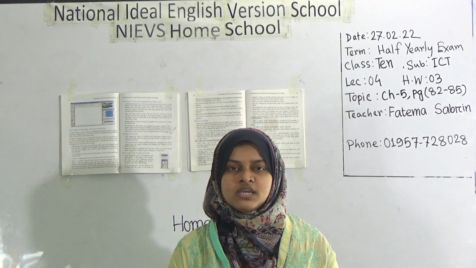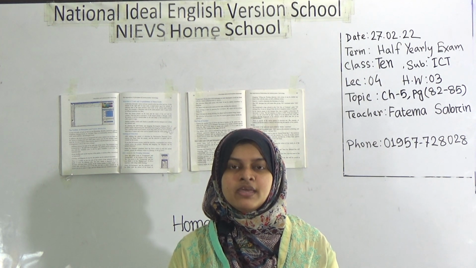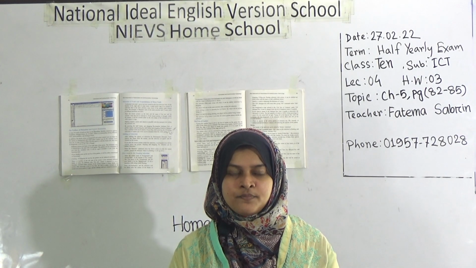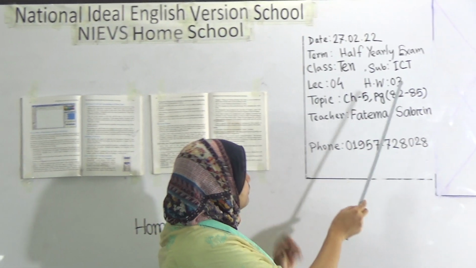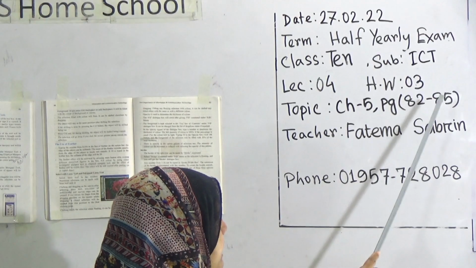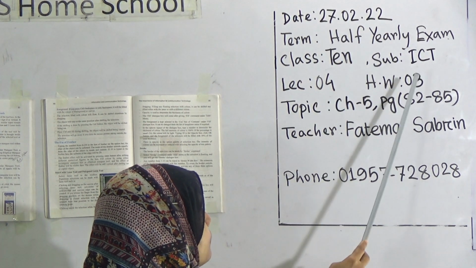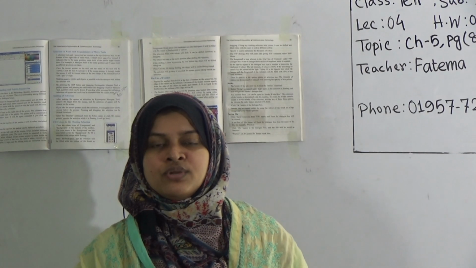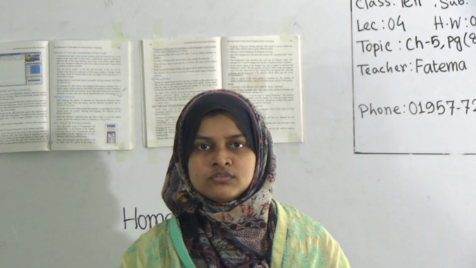Today I am going to take an ICT class for the students of class 10 on the topic Chapter 5, and today I will read from page 82 to 86. I am repeating, today our topic is Chapter 5, page 82 to 85. Students, this is lecture number 4 and our homework number will be 3. Now please students, take your textbook. I am going to read from your book. So let's start.